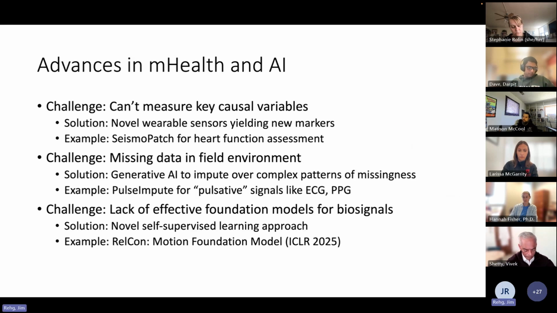And so then the question comes, how can we advance mHealth and AI in such a way as to meet these needs? There's a variety of challenges that have to be addressed, and I'll just quickly take you through a couple of them here.